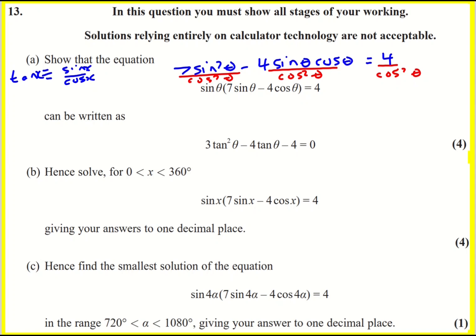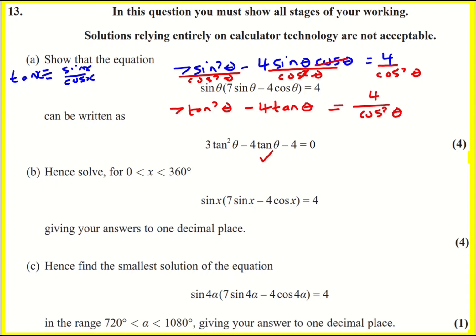So if tan is sine over cos, sine squared over cos squared is tan squared. 7 tan squared theta. And then the cos squared over here, that cos cancels with that squared. We're going to get 4 tan theta. So I've got that bit sorted. And that's equal to 4 over cos squared theta.